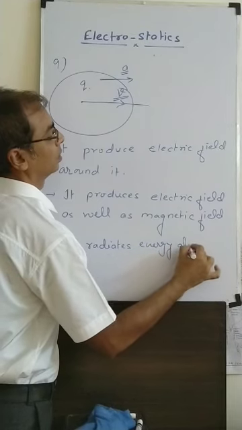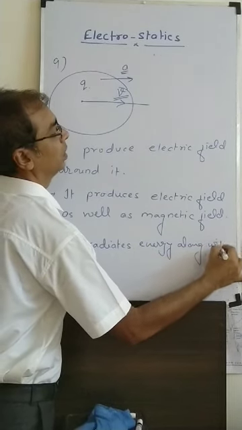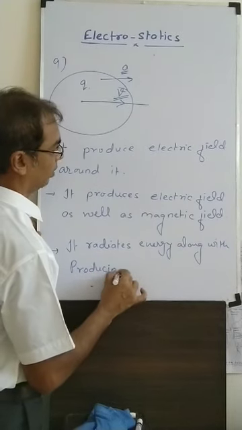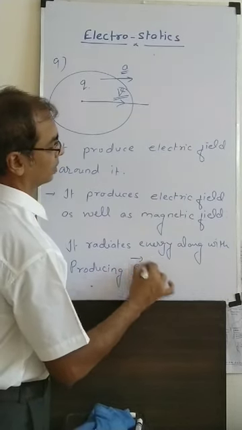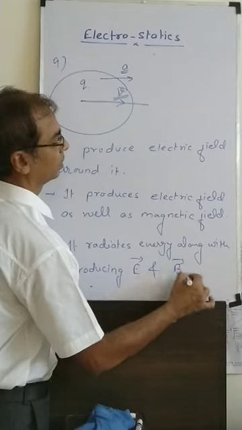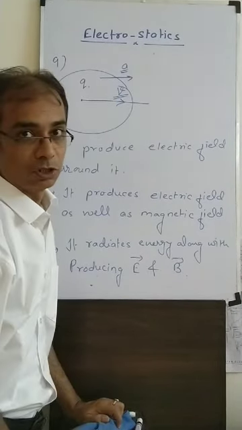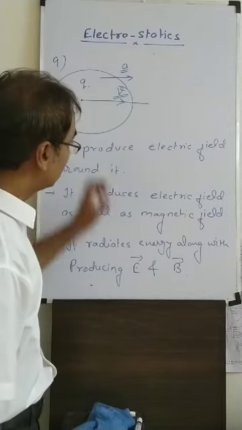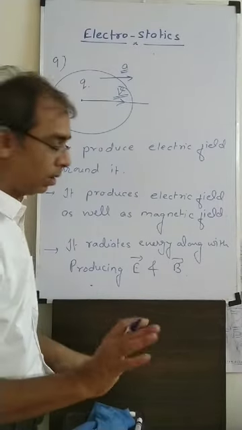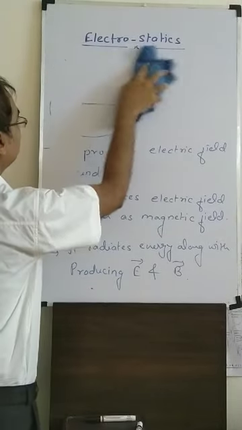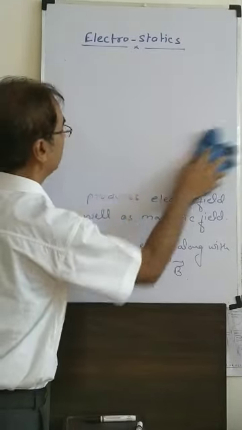Along with producing electric field and magnetic field. This property we have discussed when we were discussing polarization also. Okay, so these are the properties of the charge. Now I am going to give you a question based on one of the properties. What is that? Let's see.